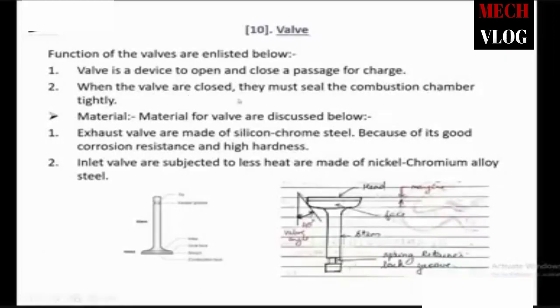When the valves are closed, they must seal the combustion chamber tightly. When the valve closes, there is no movement of combustion gas or anything. It is perfectly closed. The materials for valves are discussed below. Exhaust valves are made of silicon chrome steel because of its good corrosion resistance and high hardness. Inlet valves are subjected to less heat and are made of nickel chromium alloy steel.